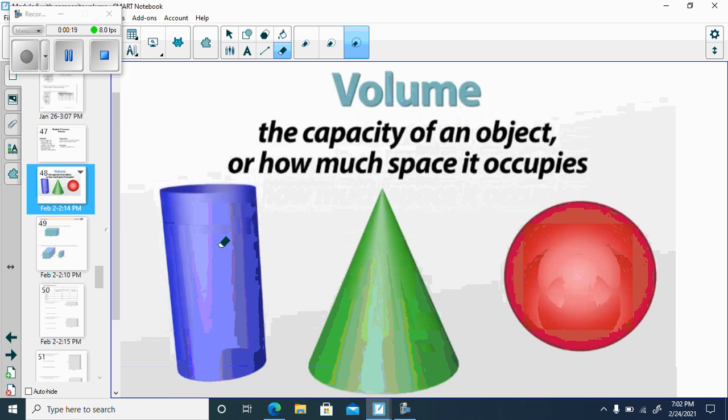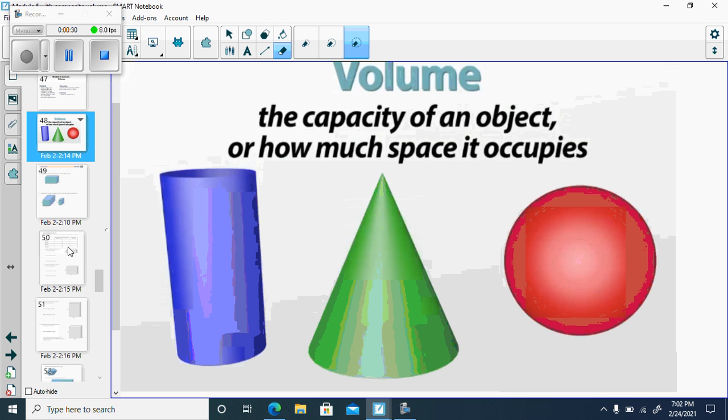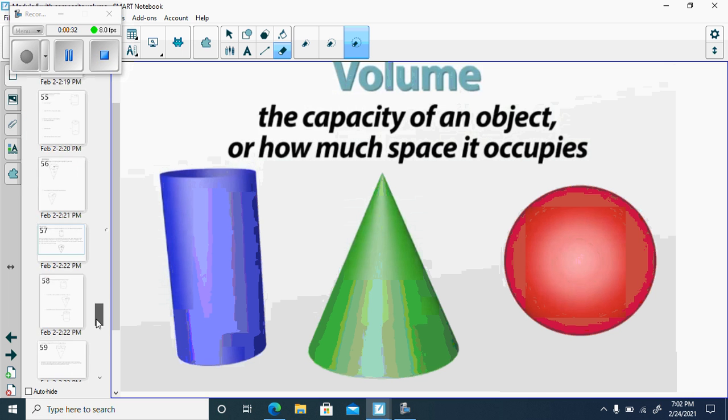Let's repeat this. This is a cylinder, looks like a can of beans. This is a cone, looks like an ice cream cone. This is a sphere, it looks like a ball. So let's go ahead and work on some of these.